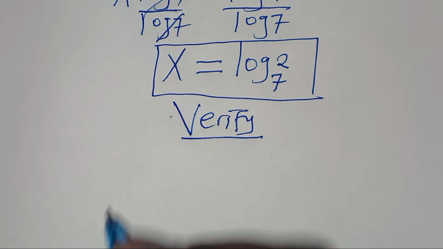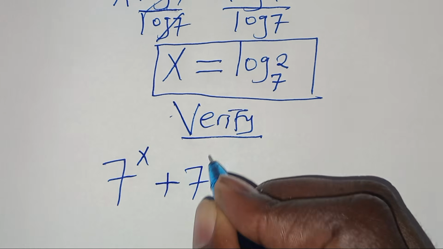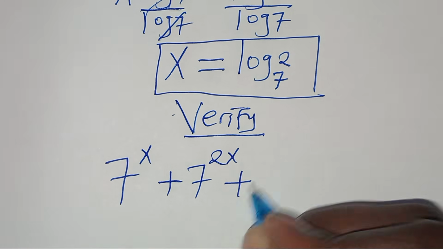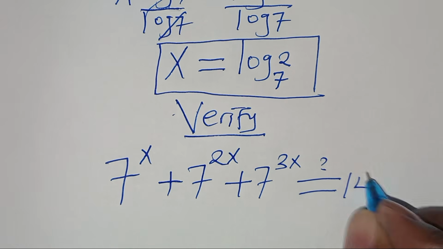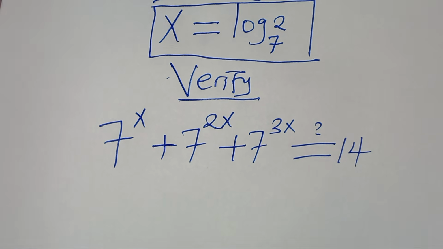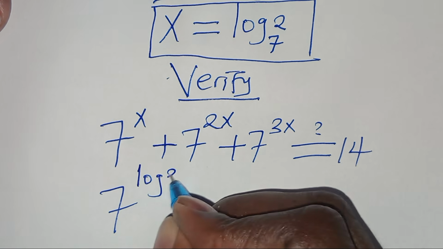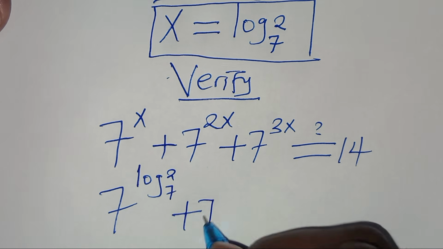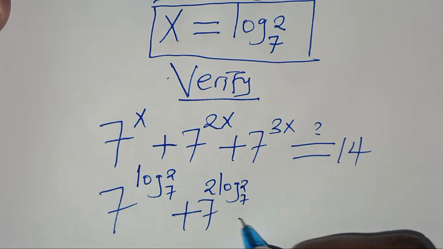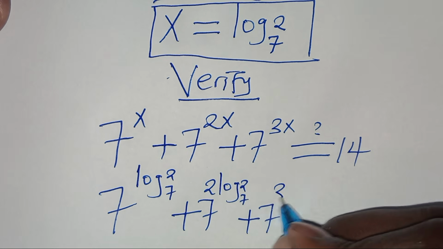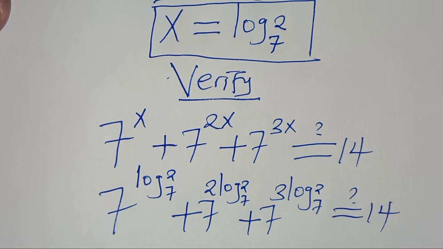Now if you recall, we have 7 raised to the power of x plus 7 raised to the power of 2x plus 7 raised to the power of 3x. This should give us a value of 14. Now let's substitute the value of x. 7 raised to the power of log 2 to base 7 plus 7 raised to the power of 2 log 2 to base 7, then plus 7 raised to the power of 3 log 2 to base 7. This should give us a value of 14.